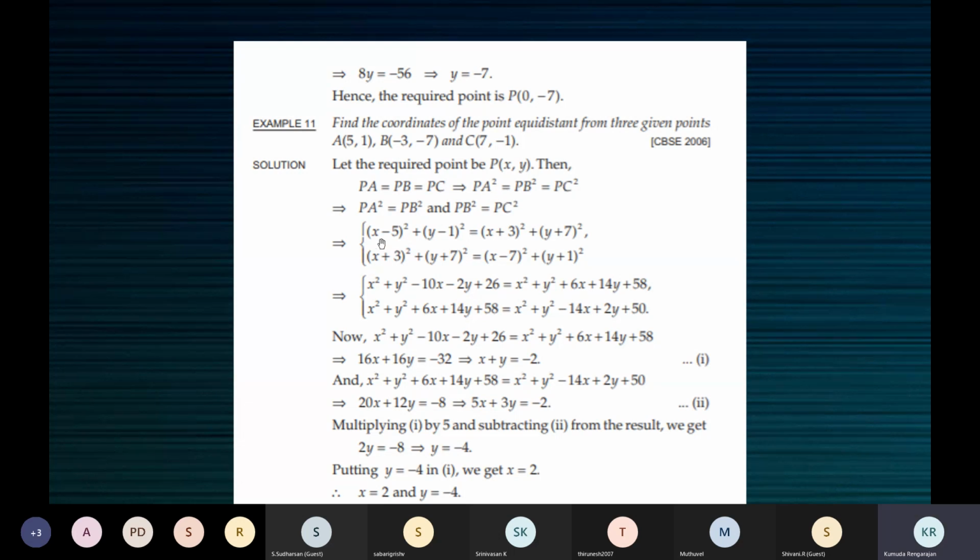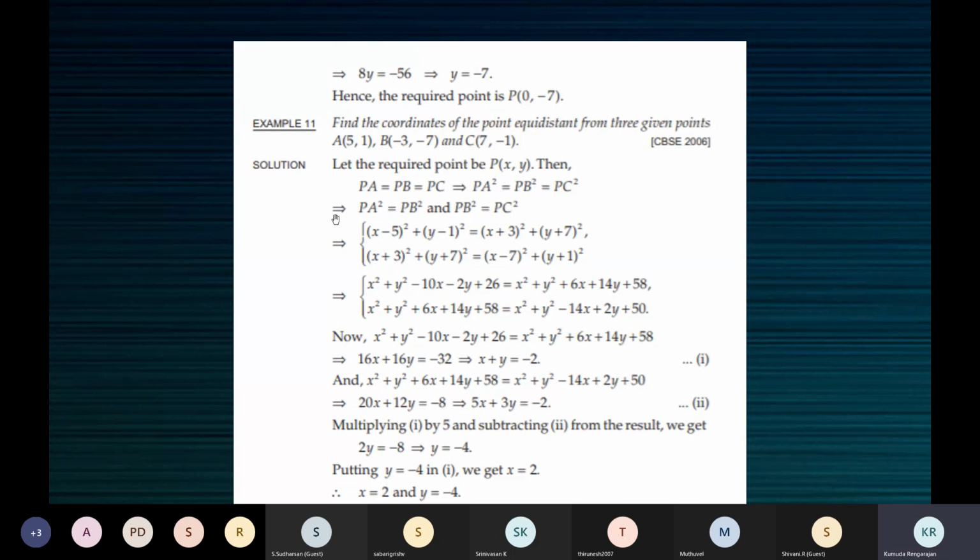So choose anything. Here they've equated PA square and PB square, and PB square and PC square. You can also do it with PA square and PC square. See here, this is equal to this is equal to this. So PA square is equal to PB square. PB square is equal to PC square.